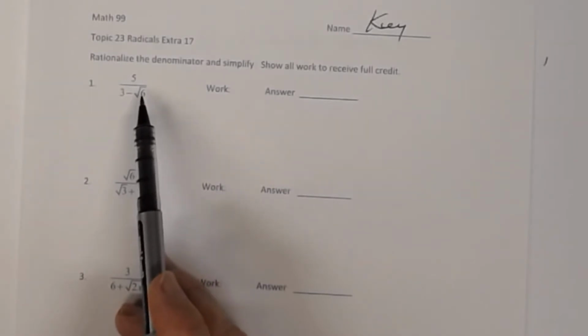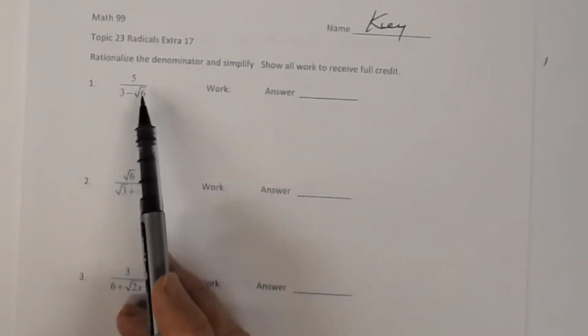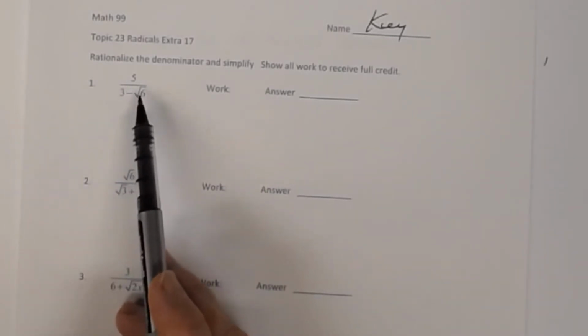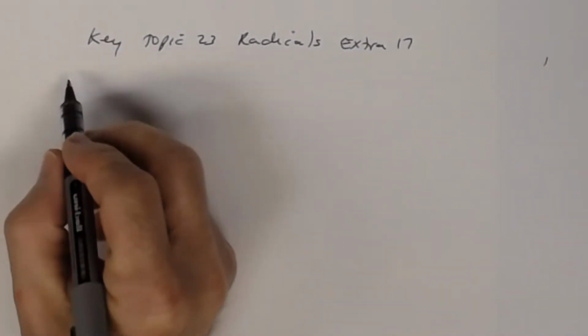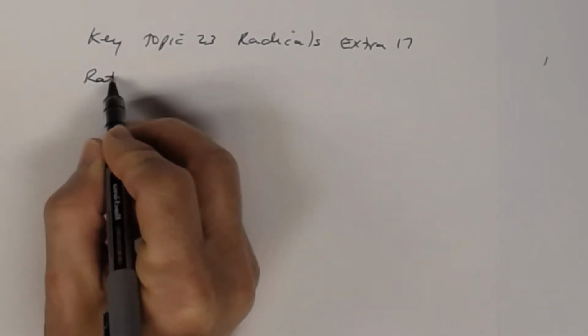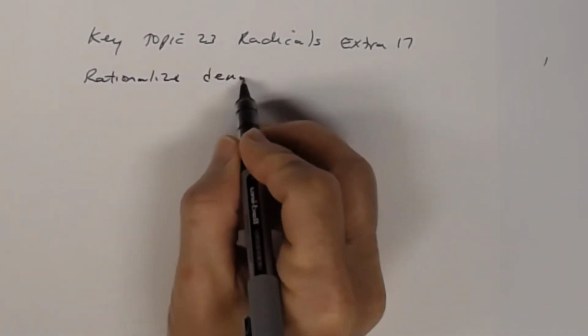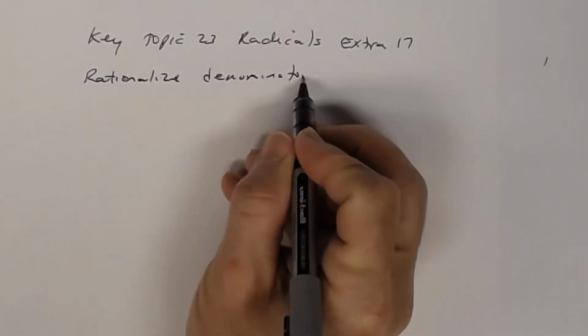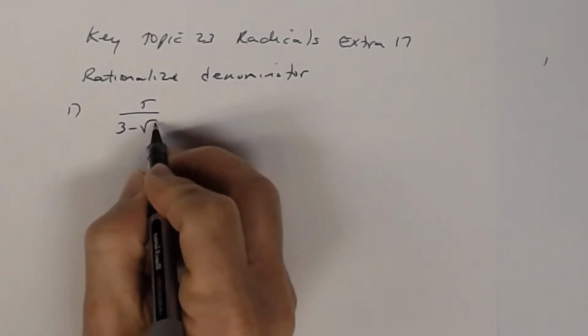Notice, for one thing, the square root of 6 is an irrational number, and then the number 3 minus the square root of 6 is also irrational because of the square root of 6. All right, so let's think about how to do number 1. Remember, you want to rationalize the denominator. So number 1, you have 5 divided by 3 minus the square root of 6.